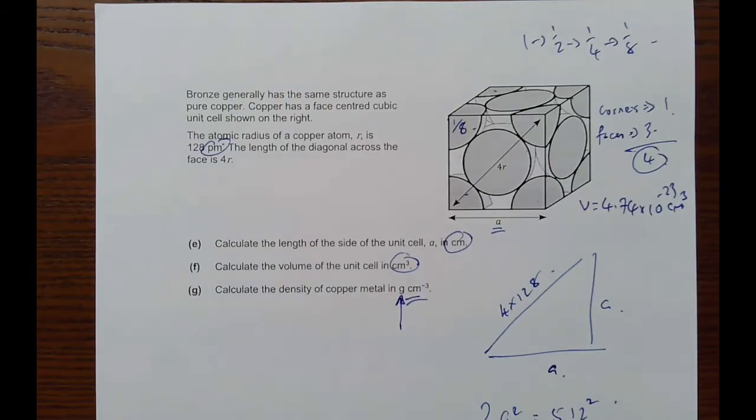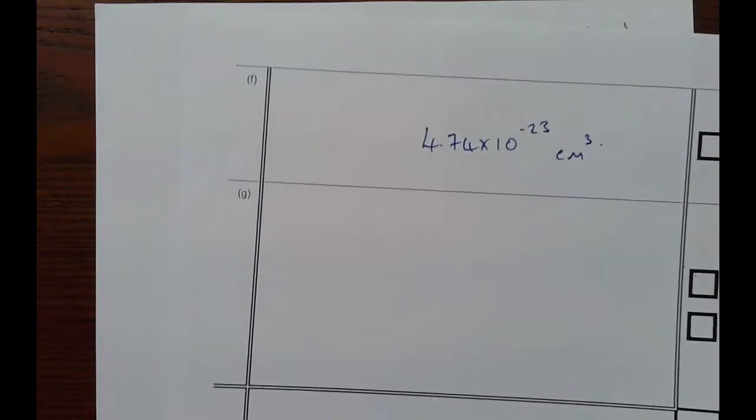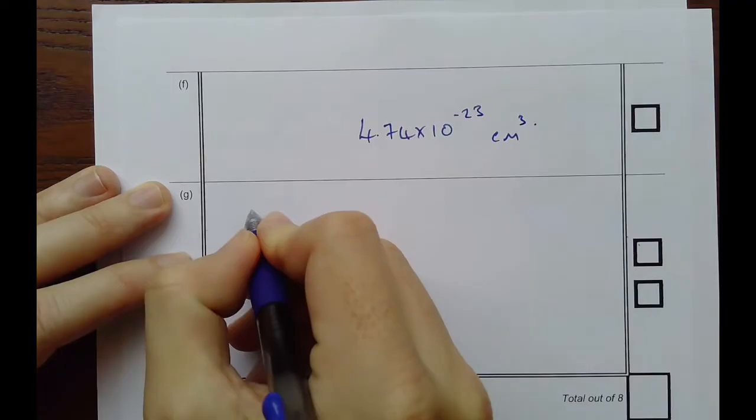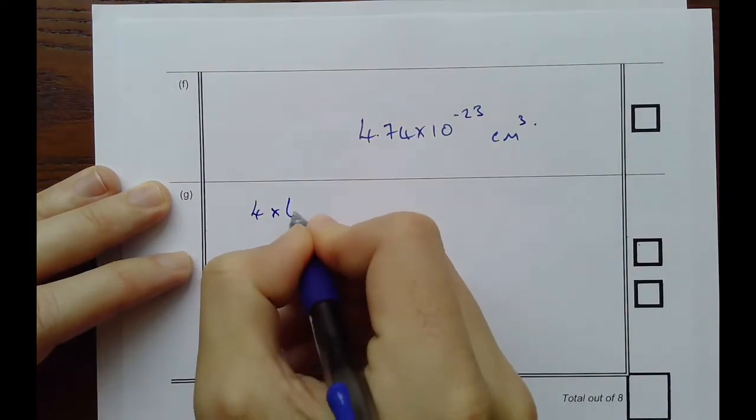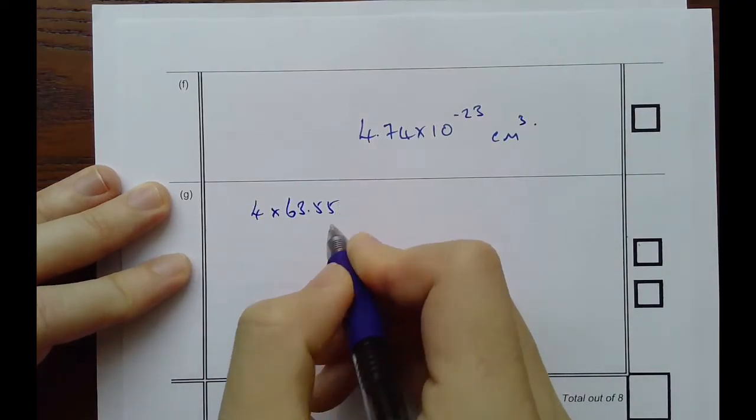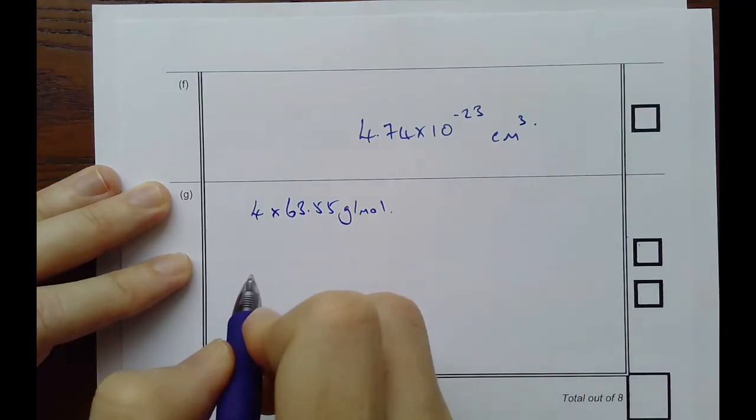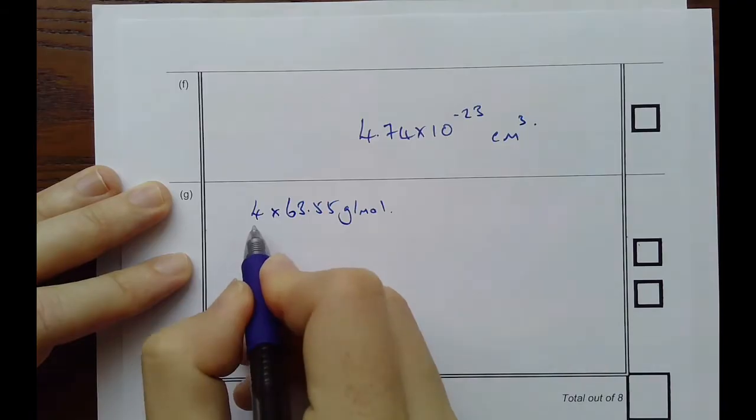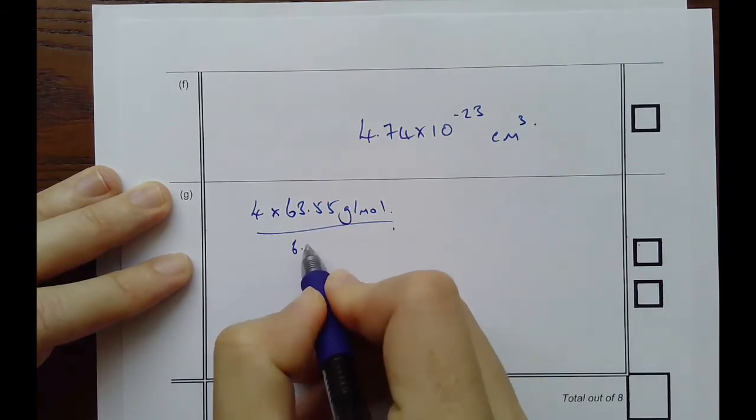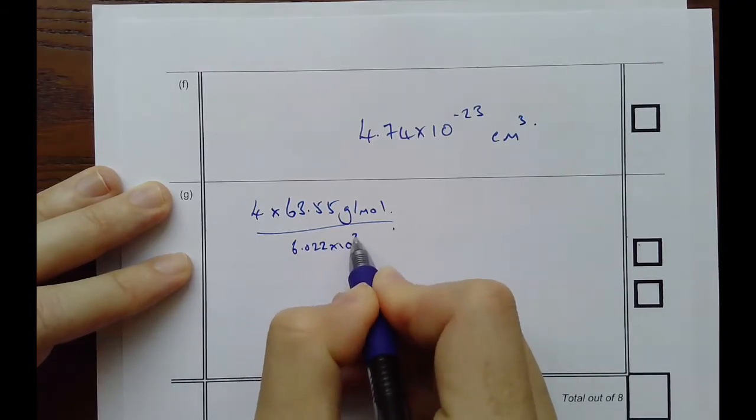Okay, so quite simply, all we need to do now is work out the mass of those 4 copper atoms and divide it by the volume. So, the mass of the 4 copper atoms is going to be 4 times 63.55, but that's the gram per mole of copper atoms. I don't have a mole, I just have 4 of them, so I'm going to divide it by 6.022 times 10 to the 23.